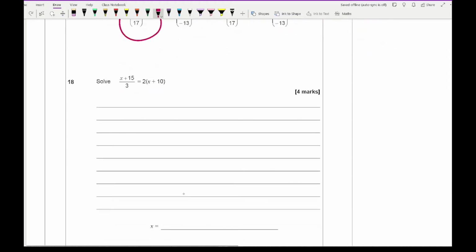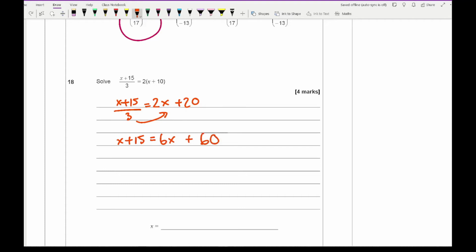And looking at question 18, this is involving solving equations. So firstly, there's a couple of things we could do first, and it all depends on how you work through this. So I would say the most typical thing that most people will do first is expand the brackets on the right hand side. So I get 2x plus 20. Then we take the 3 over. So I've got x plus 15 equals, and it's going to be 6x plus 60.